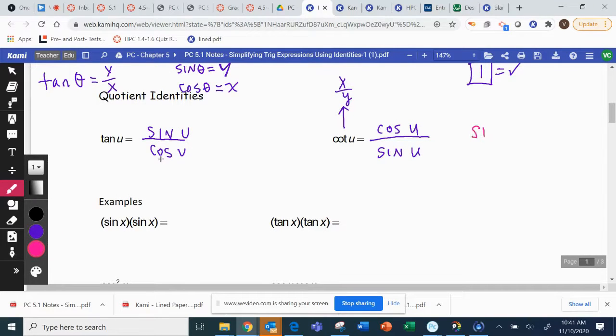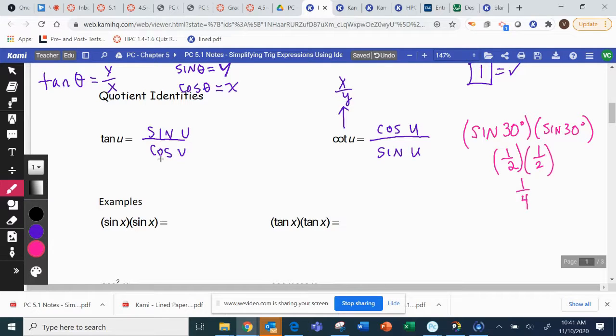Somebody give me an angle that we definitely can find the sine of really easily. 30, okay. The sine of 30 degrees multiplied by the sine of 30 degrees. So the sine of 30 degrees is half multiplied by half, and we get a fourth.